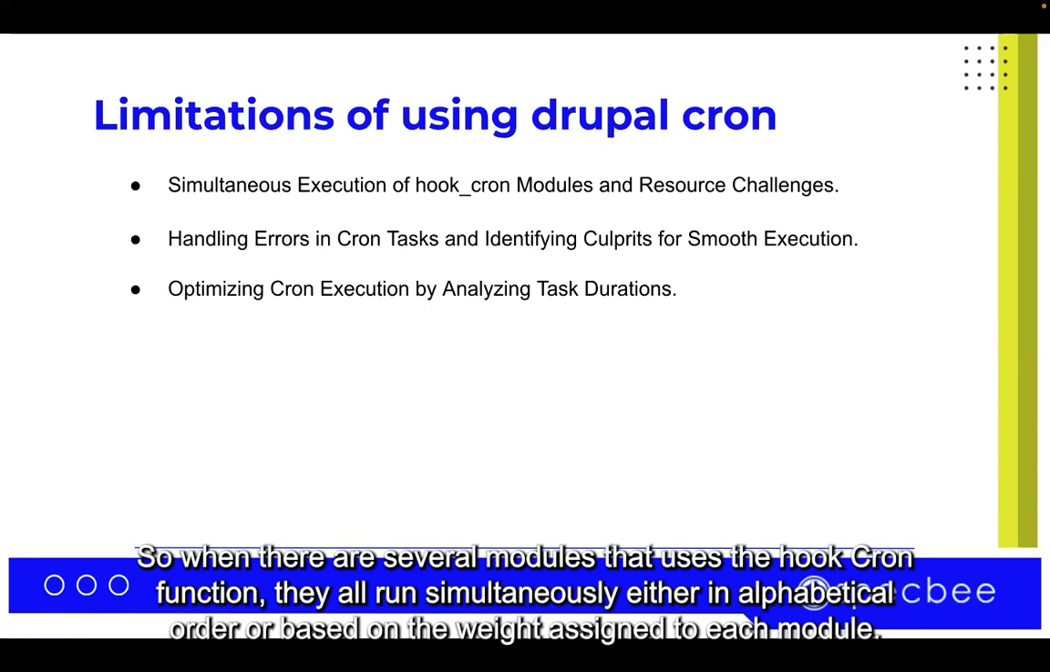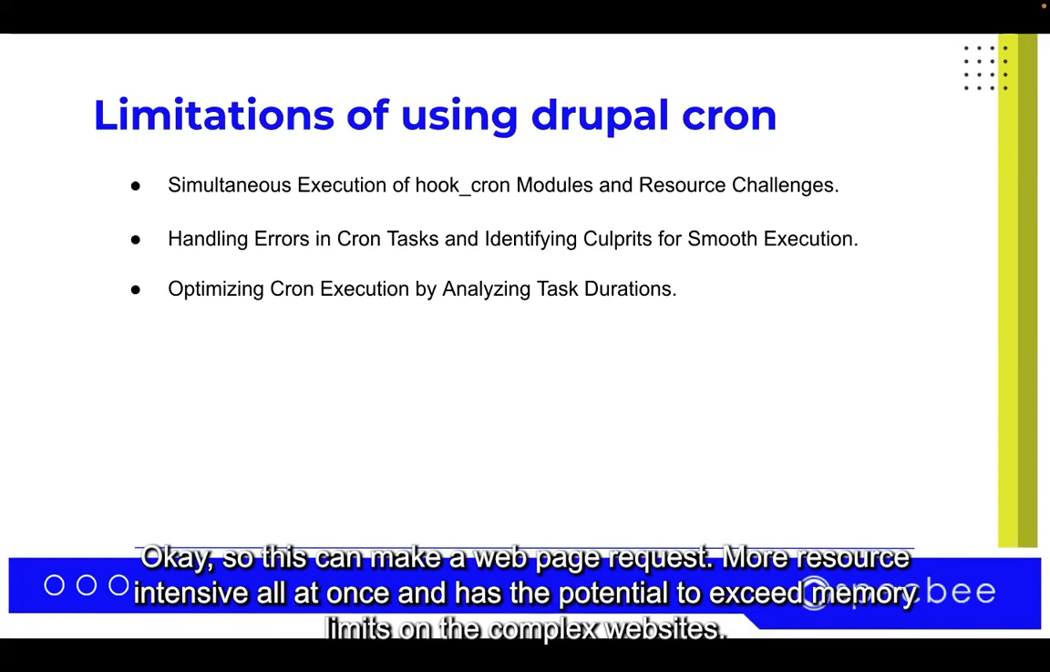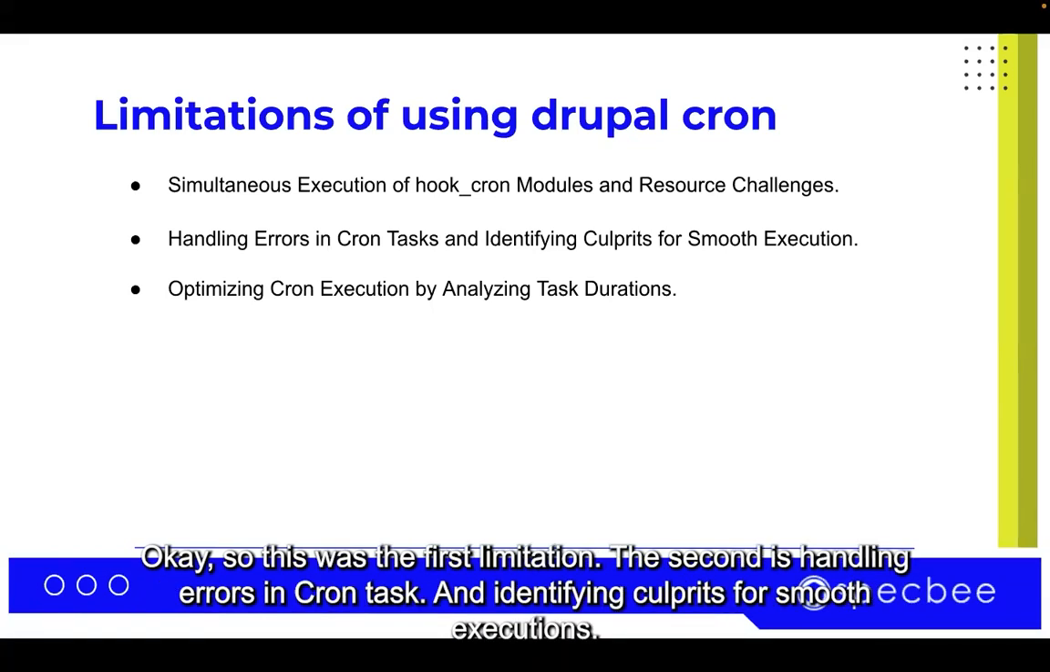When there are several modules that use the hook cron function, they all run simultaneously, either in alphabetical order or based on the weight assigned to each module. This can make a web page request more resource intensive all at once and has the potential to exceed memory limits on complex websites. Okay, so this was the first limitation.